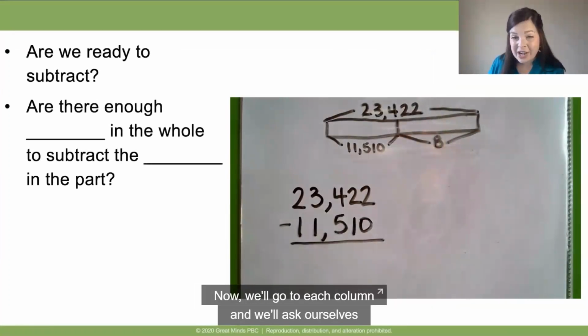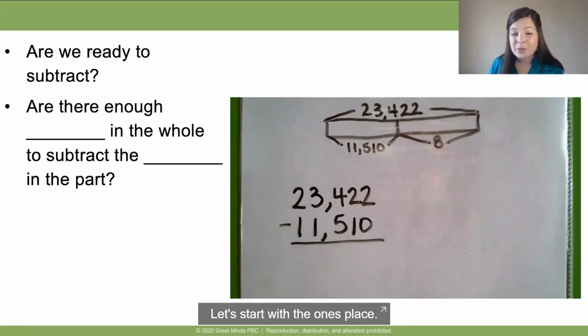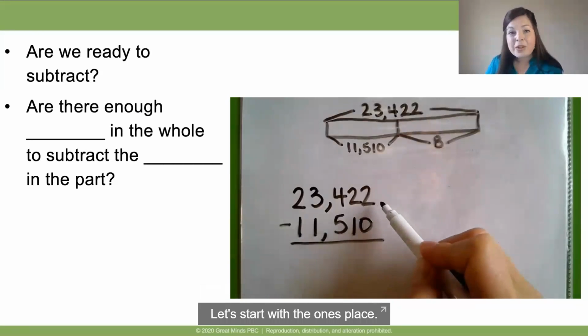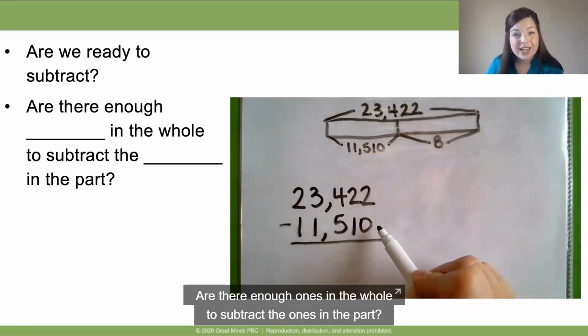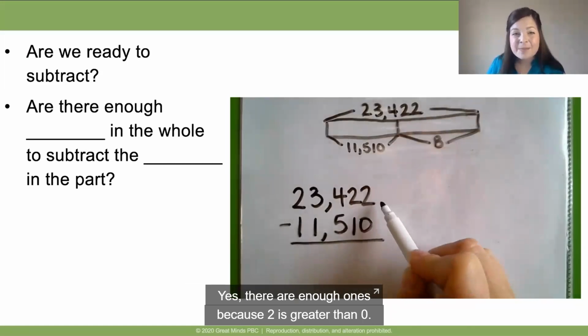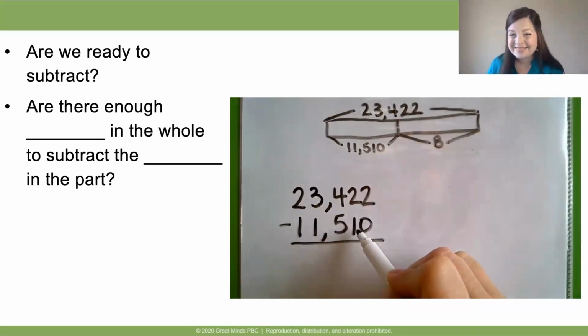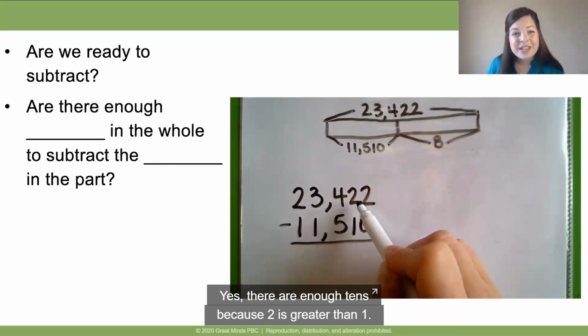Now we'll go to each column and we'll ask ourselves if there are enough of that unit in the whole to subtract the number of that unit in the part. Let's start with the ones place. Are there enough ones in the whole to subtract the ones in the part? Yes, there are enough ones because 2 is greater than 0. Are there enough tens in the whole to subtract the tens in the part? Yes, there are enough tens because 2 is greater than 1.